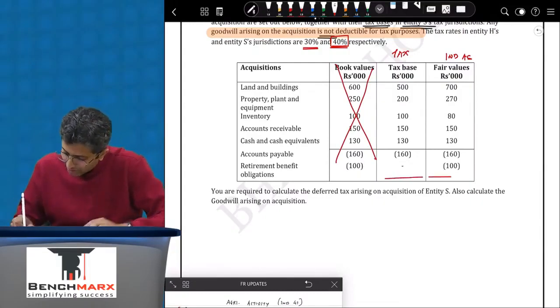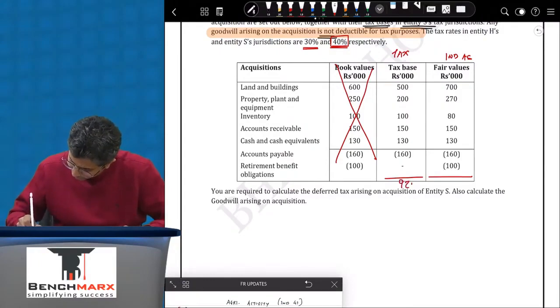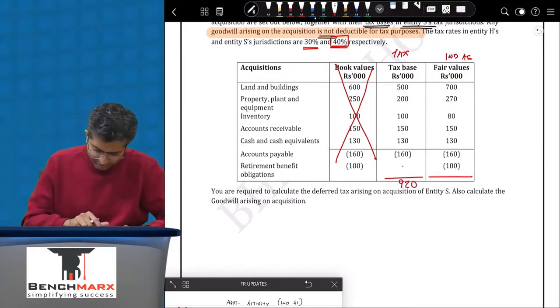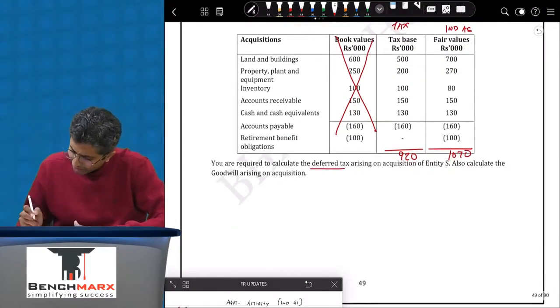So what we will do is we will try to find the total. So this is 500, 200, 100, so this is 50, 130 less 160, and hence this is 920. This is the total tax base, and the fair values, this is, let's say, 970, 230, 130 and 260. So this is 1070. You are required to calculate the deferred tax arising on the acquisition of entity S.